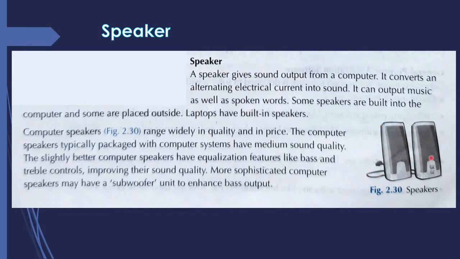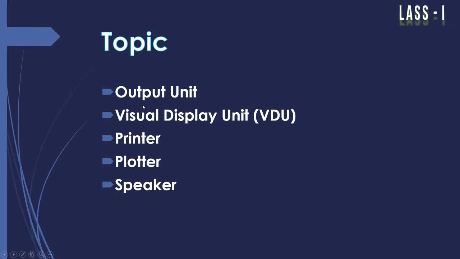Today we have completed quite many topics from the output unit: visual display unit, printer, plotter, speaker. From the visual display unit we have completed display adapters also, like EGA, VGA, SVGA. Under printer we have completed line printers, character printers, impact and non-impact printers. Under the impact printers, drum printer, chain printer, then dot matrix printer, which is a character printer. And under the non-impact printers, we have completed thermal printers, inkjet printers, and laser printers. And under plotter, drum plotter and micrographic plotter. Those we have completed. The speaker as well, to get a sound.